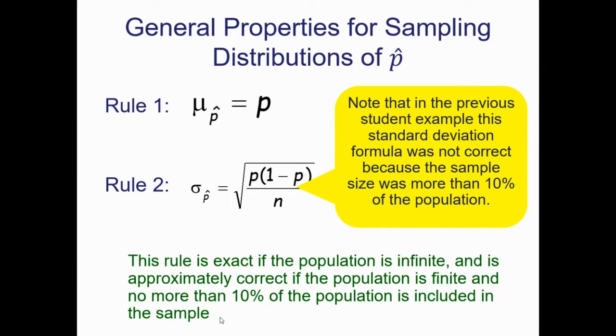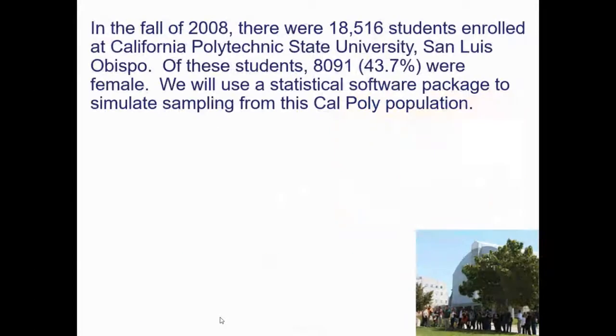Okay. Let's look at an example. So in the fall of 2008, there were 18,516 students enrolled at California Polytechnic State in San Luis Obispo.